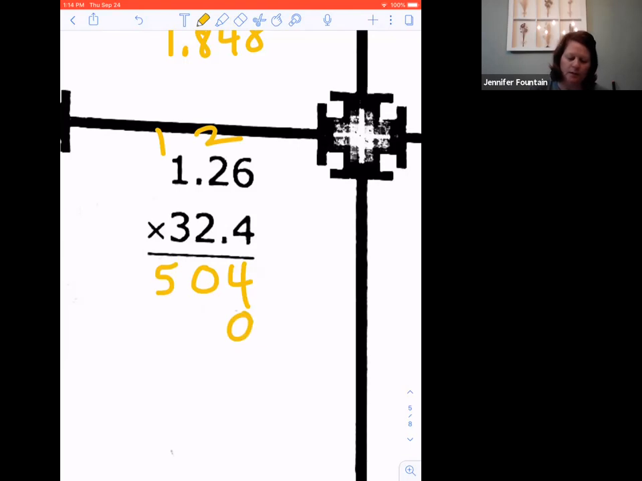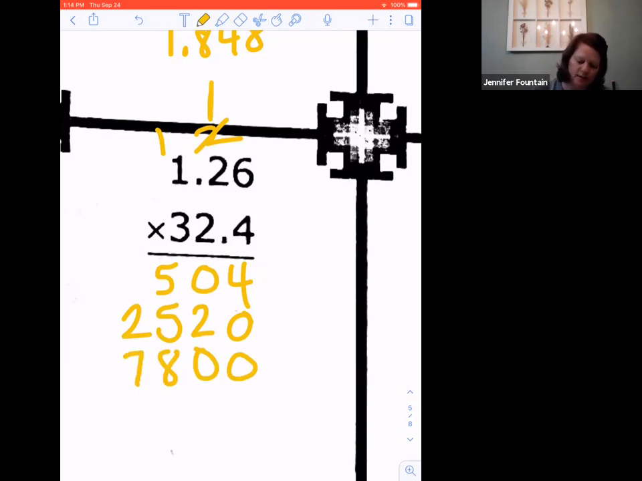Placeholder 0. 6 times 2 is 12. Put down my 2, carry my 1. 2 times 2 is 4, plus the 1 I carried is 5. And 1 times 2 is 2. 2 placeholder zeros this time. 6 times 3 is 18. Put down my 8, carry my 1. 2 times 3 is 6, plus 1 is 7. And 1 times 3 is 3.